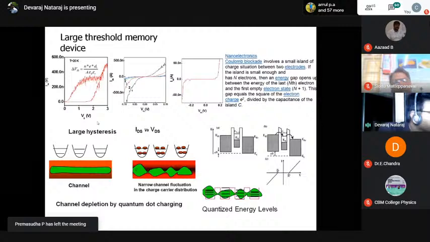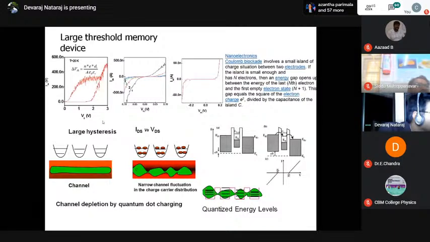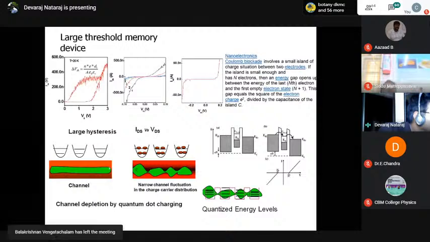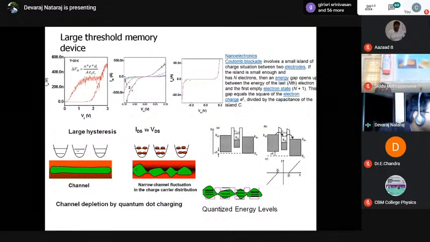Let me explain what the Coulomb blockade effect is. Suppose you have a memory device structure, you have a one-dimensional electron confined layer, and on top of this you have quantum dots with discrete energy levels. In the discrete energy levels, you can place some electrons. These electrons will develop a repulsive force, and therefore a change in the resistance can be measured as a memory operation.